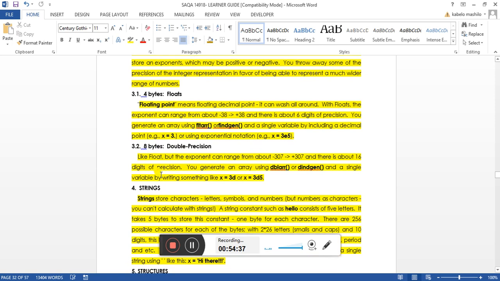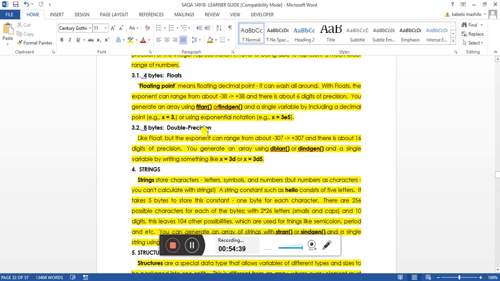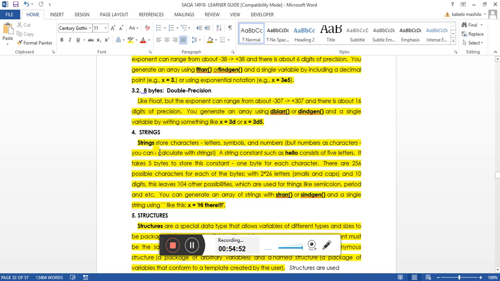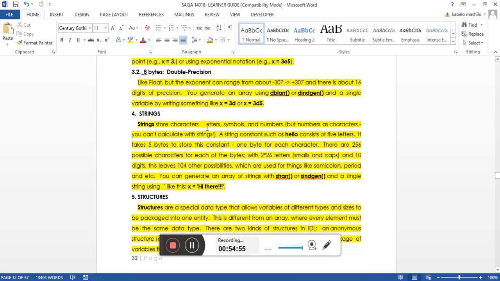Let's look at the 8 bytes double precision. Like float, but the exponent can range from about minus 307 to plus 307. There are about 16 digits of precision. Let's look at the strings. We store characters, letters, symbols, and numbers. A string constant such as hello consists of 5 letters. It takes 5 bytes to store this constant, 1 byte for each character. There are 256 possible characters for each of the bytes.